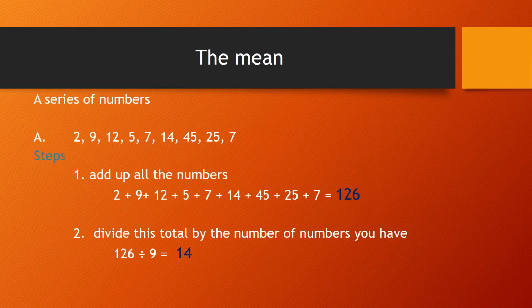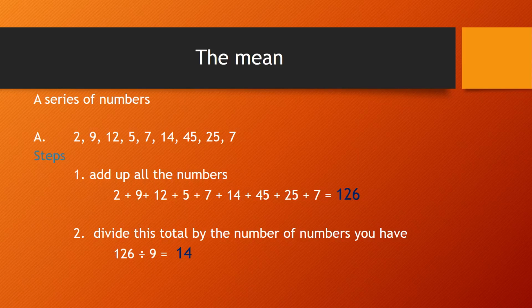So taking the first series listed on the previous screen, we have 2, 9, 12, 5, 7, 14, 45, 25, and 7. Now when calculating the mean average, you don't need to put the numbers in order. It's okay if they're in order, it's okay if they're out of order. But you do need to add up all the numbers. So 2 plus 9 plus 12 plus 5 plus 7 plus 14 plus 45 plus 25 plus 7 equals 126.